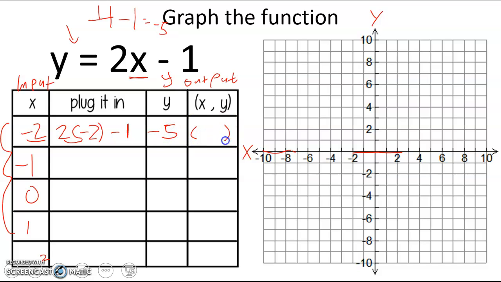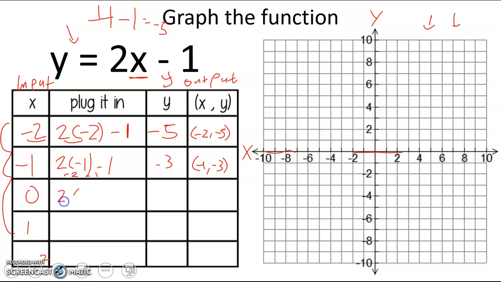And then when we get our ordered pair that we are going to graph over here on the graph, we're going to put our x value as our first number, and our y value as our second number. So it's going to be (-2, -5). And we repeat the process for all of them, all right? Plug in the -1 here: 2 times -1 is -2, -2 minus 1 is -3. And then in my ordered pair, first number is the x, which is -1. Second value is the -3.